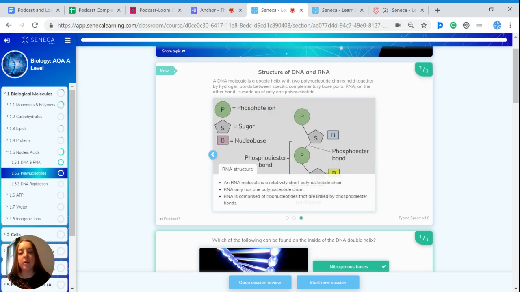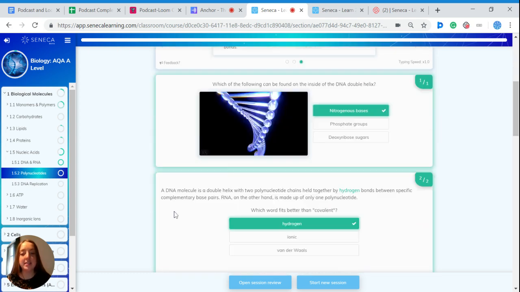RNA is a relatively short single polynucleotide chain. So there's only one chain, and it's comprised of ribonucleotides that are linked by phosphodiester bonds.